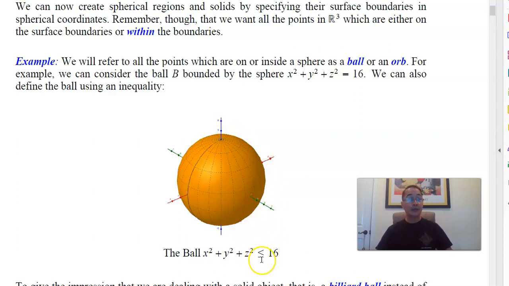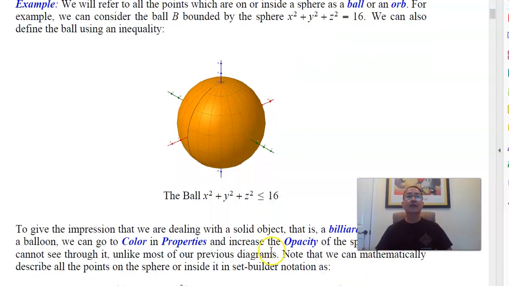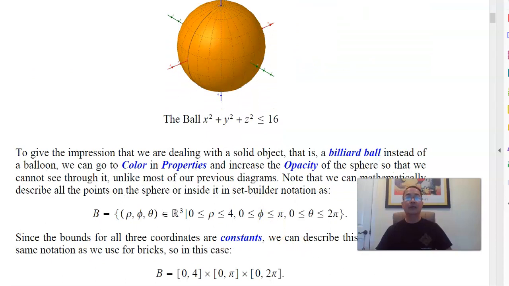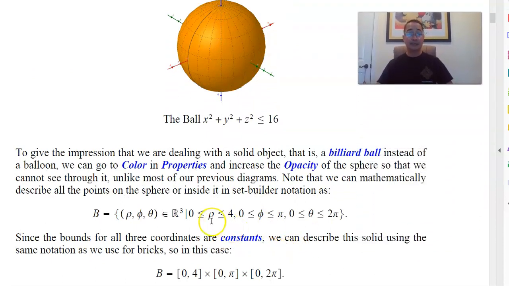So how do you make that happen? You use an inequality. The distance from the origin should be at most 4. This is how we would write it out in set builder notation. We want all the points rho, phi, theta in spherical coordinates, so that rho is between 0 and 4, phi is between 0 and pi, theta is between 0 and 2 pi. If you only have the number 4 over there, you get a sphere instead of a solid ball.